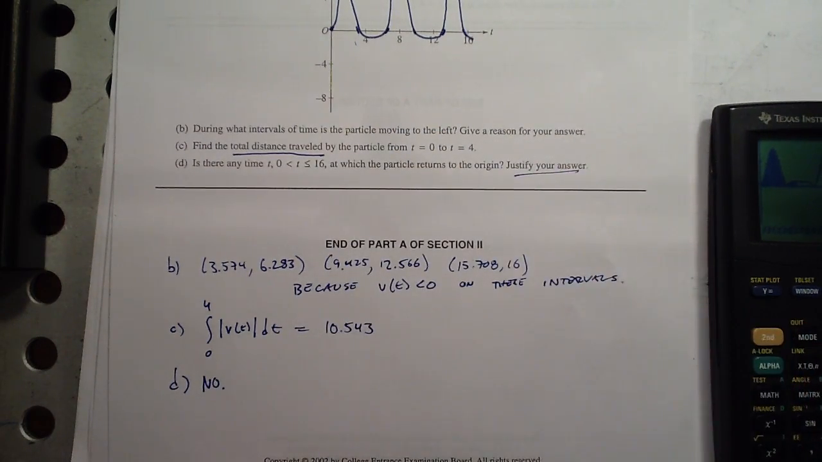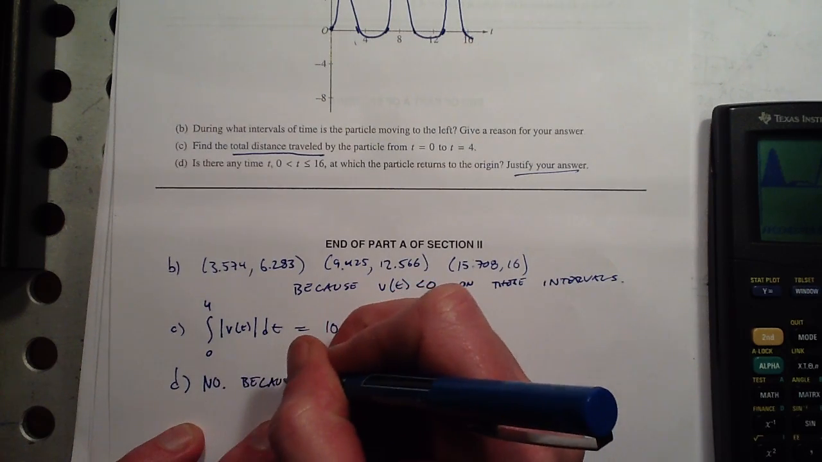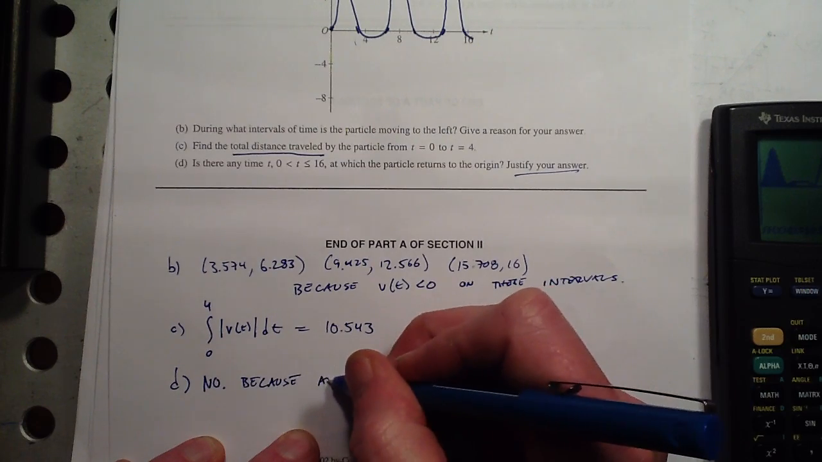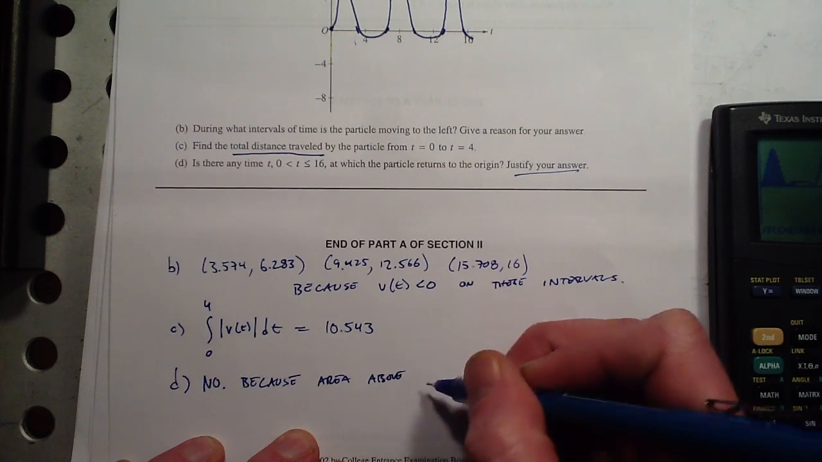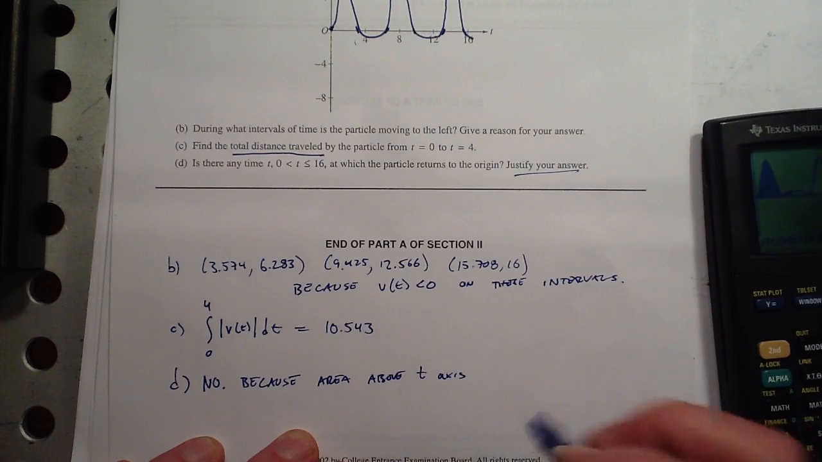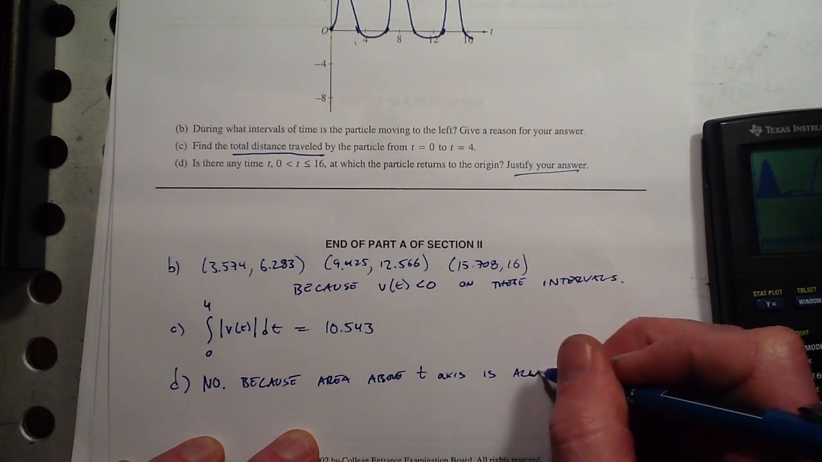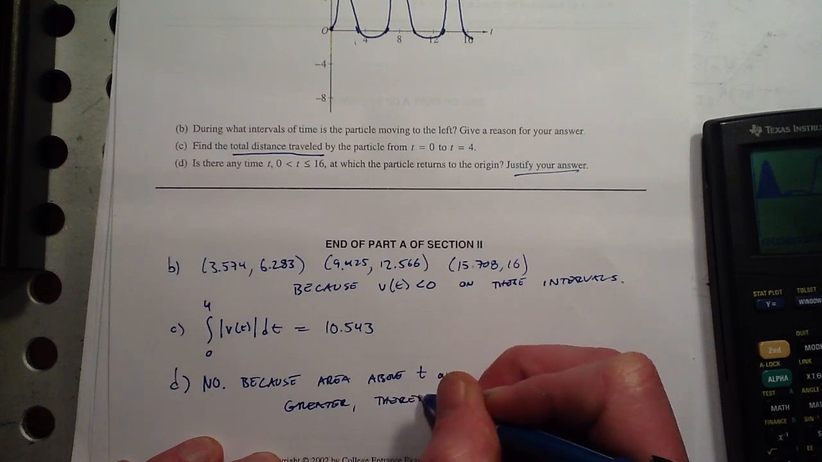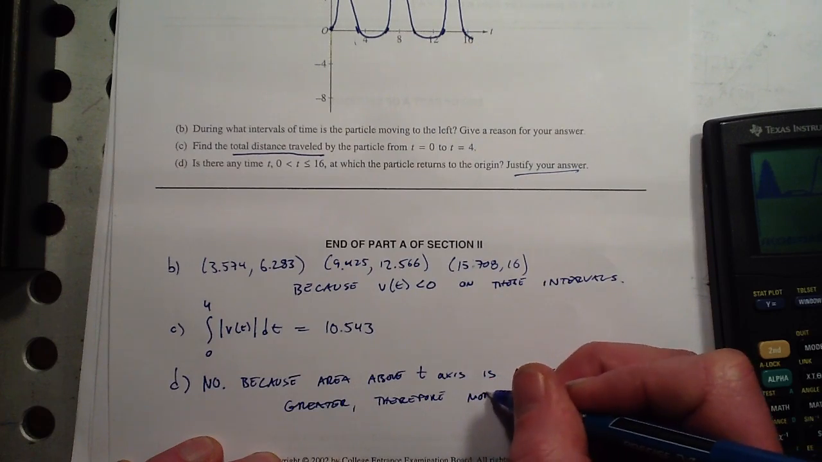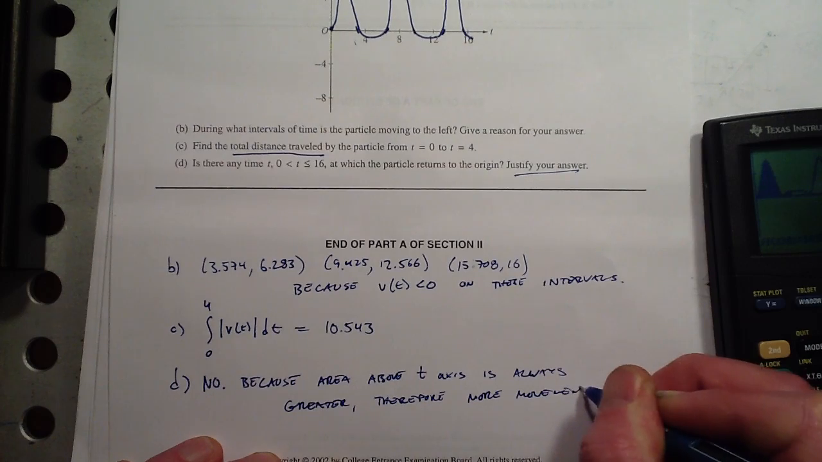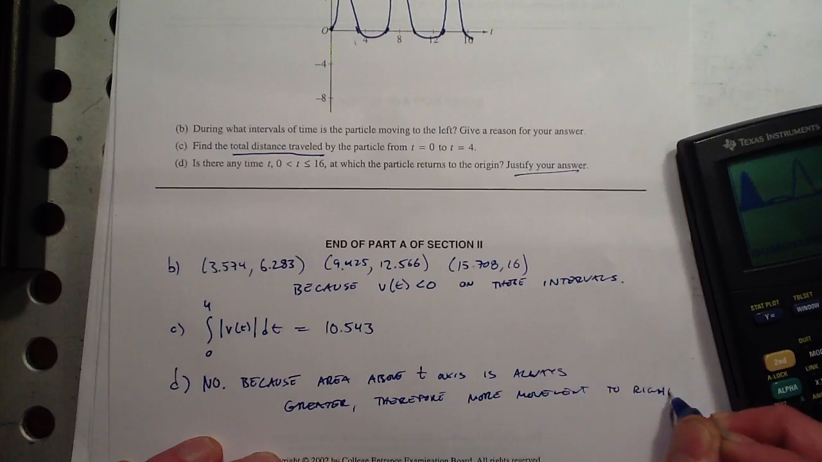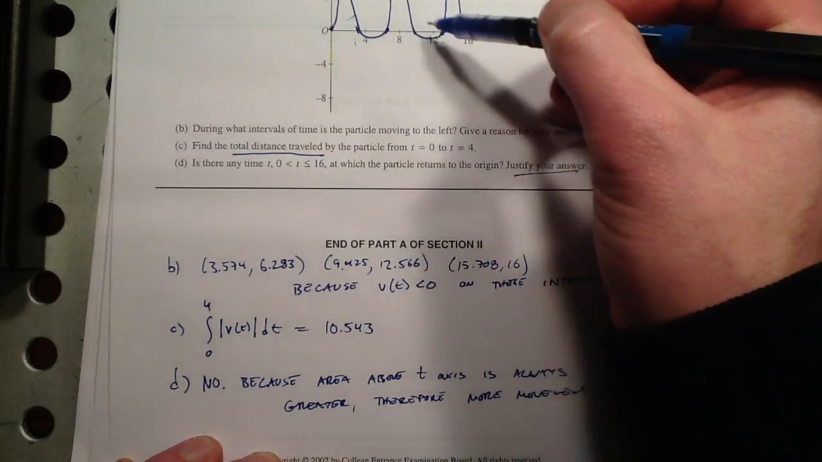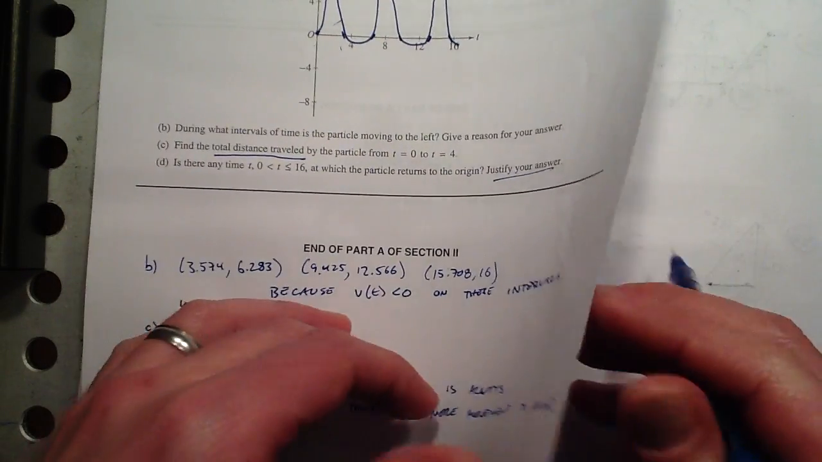So the area underneath never makes up for the area above. So how are we going to justify our answer? Let's see, how should we justify that? Area above the t-axis is always greater. Therefore, there's more movement to the right. So if it starts at the origin, it never gets back because this area is bigger than that one, and then it's just more and more right. Well, more right, a little bit left, more right, a little bit left, but it would never get back. Okay.